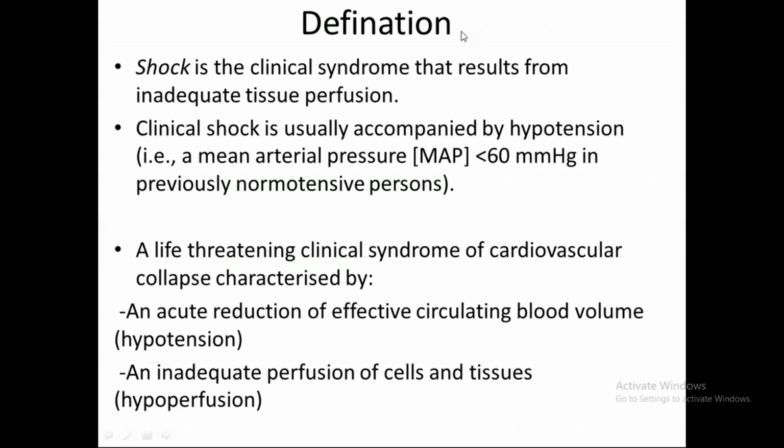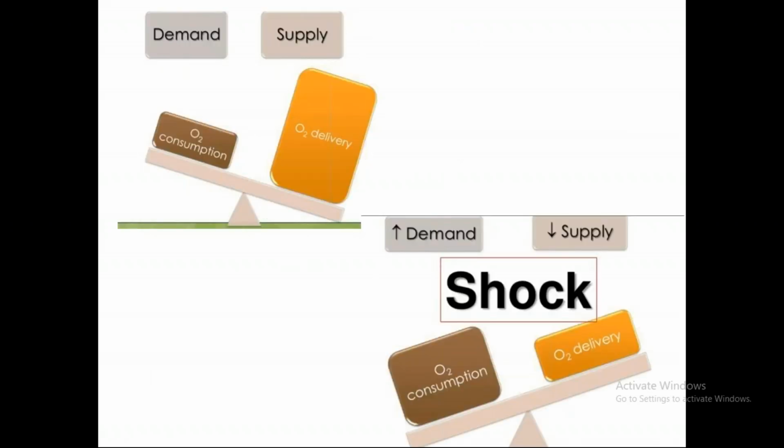This life-threatening clinical syndrome called shock is characterized by one, hypotension, that is an acute reduction of effective circulating blood volume, and second, hypoperfusion, that is an inadequate perfusion of cells and tissues. Basically it's nothing but a demand supply mismatch. Normally the oxygen delivery is more than oxygen consumption, but when the tissue is in shock, the demand is more than supply. So the oxygen consumption is more than the oxygen delivery, right?